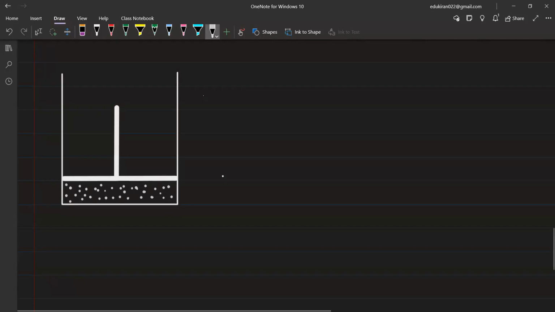Here we have gas particles. And the piston is in this position at rest. I mean, the piston is neither going down nor going up. So it is in equilibrium right now.